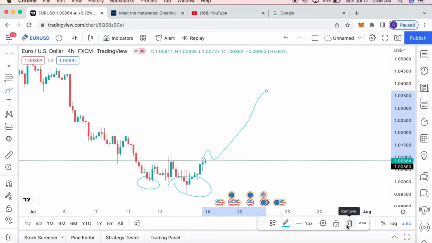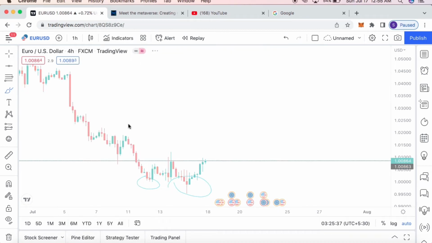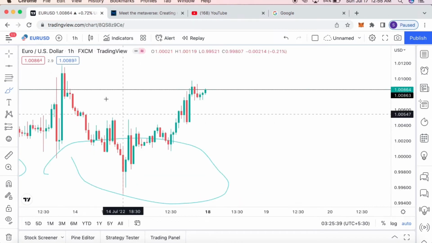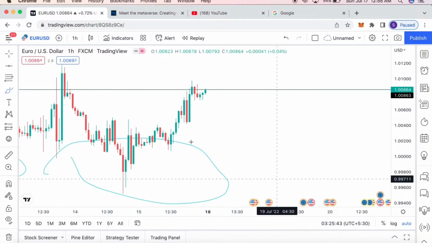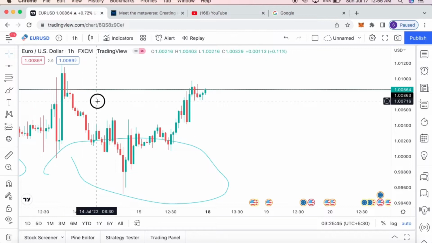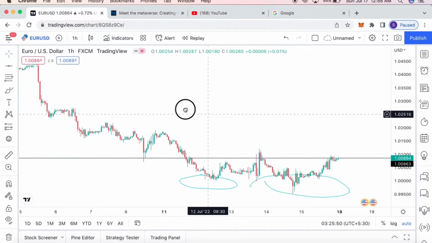So to be able to identify another pattern, what I'm going to do is come to the 1-hour time frame like this. When I come to the 1-hour time frame, one of the patterns that shows reversal is called the falling wedge. So we're going to draw out a falling wedge, guys.